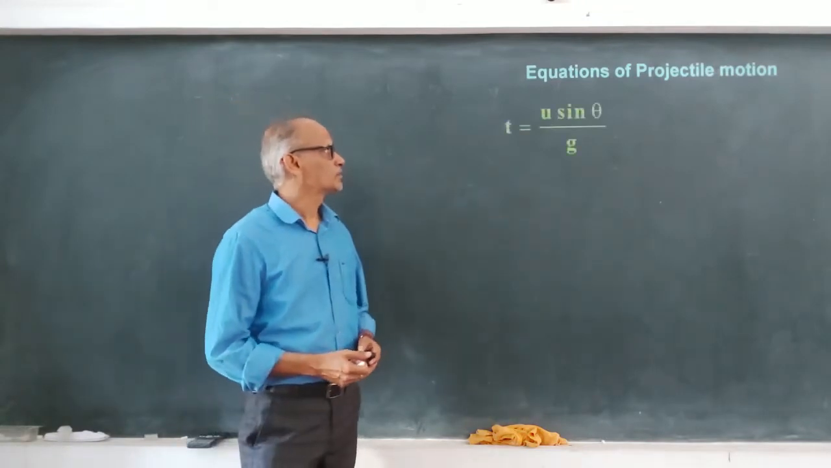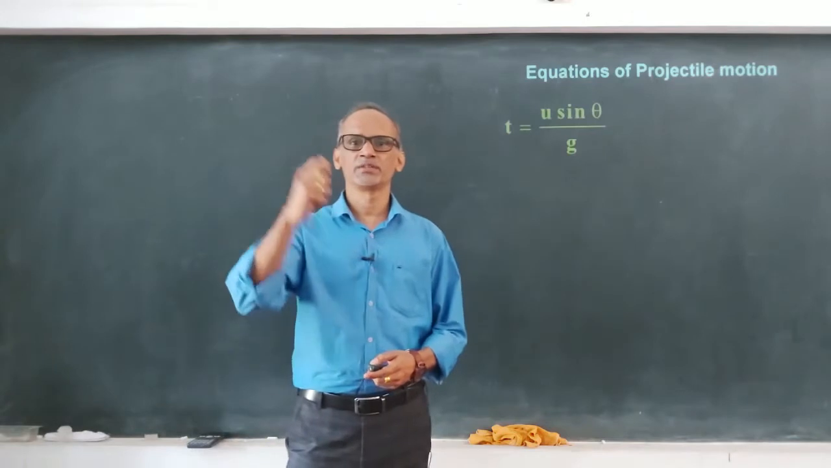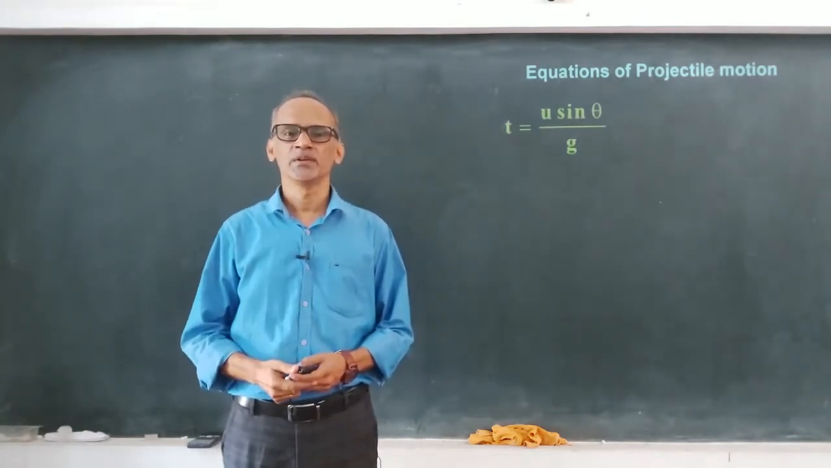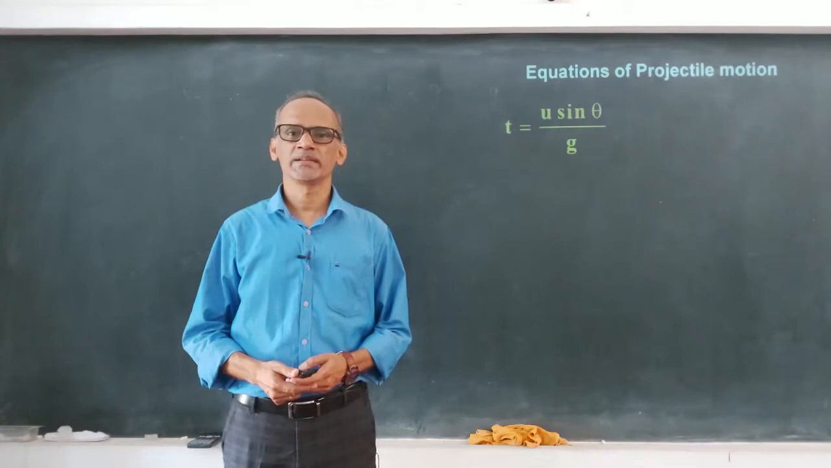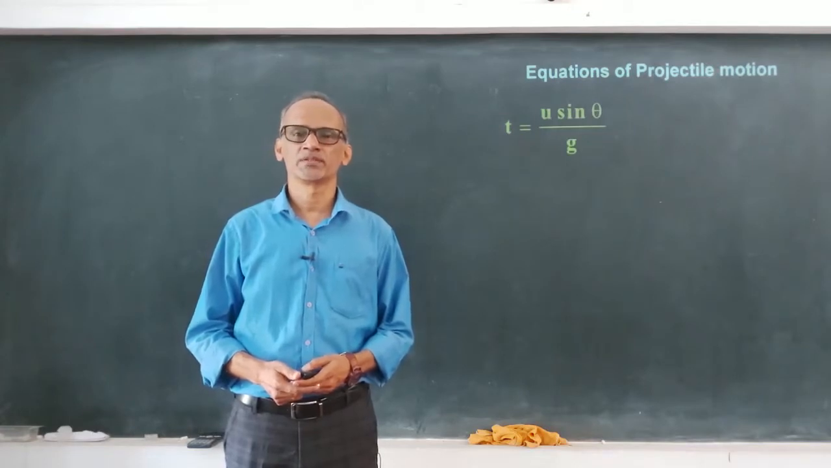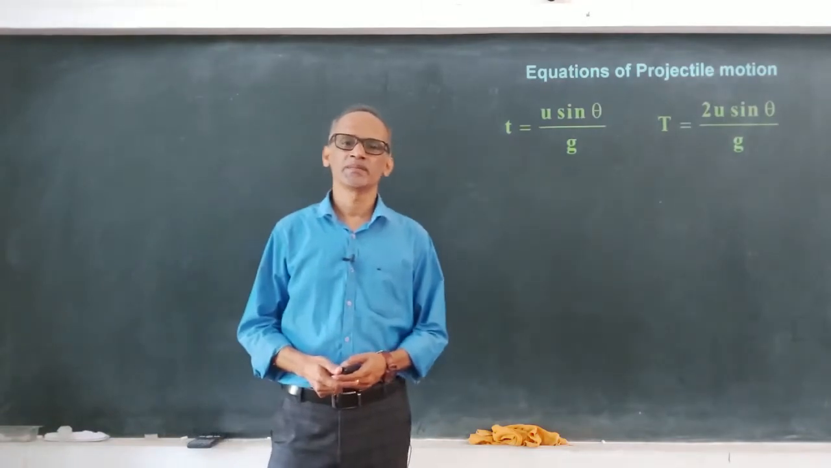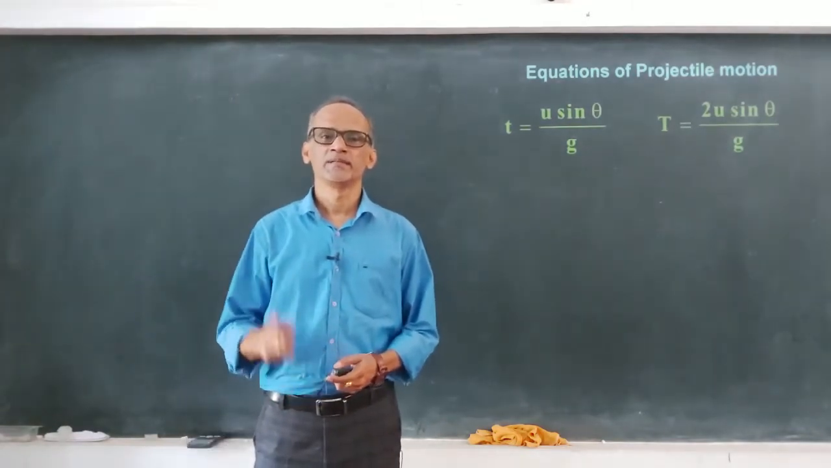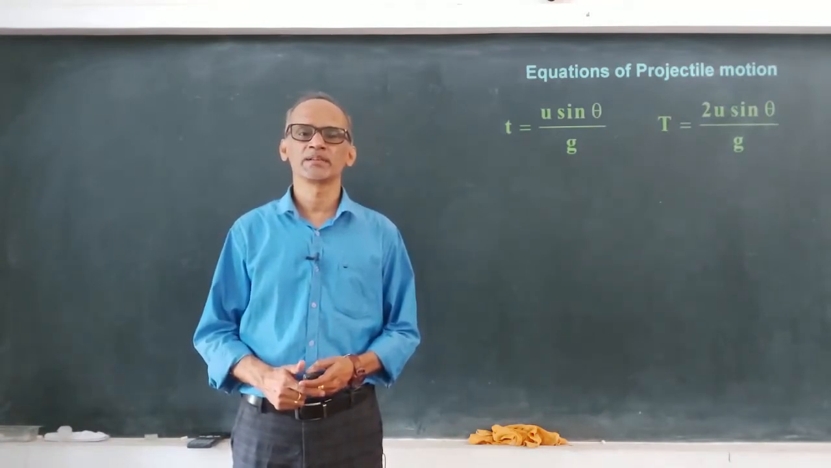And the other equations of motion are: the time taken by the projectile to reach the maximum height, that is called time of ascent, which is small t is equal to u sin theta by g, where u is the velocity of projection, theta is the angle of projection and g is the acceleration due to gravity. Time taken by the projectile to describe the range is called time of flight, which is double the time of ascent, which is capital T is equal to 2u sin theta by g.